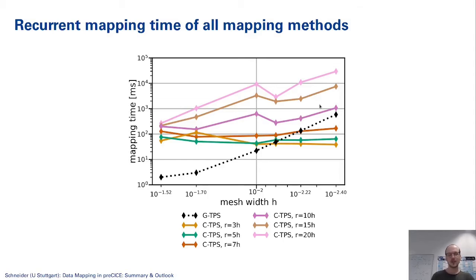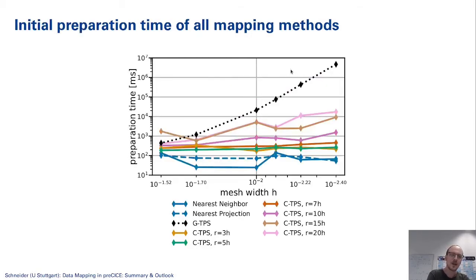What's a bit counterintuitive in this plot is that our global RBF is partially cheaper than our compactly supported RBF methods. But this is caused by the fact that we compare here a PETSc-based implementation, which uses an iterative GMRES solver, with an Eigen-based implementation, which uses a QR decomposition. So here we initially compute a QR factorization, which is very expensive. But keep in mind that it's not only very expensive due to the fact that we use a QR decomposition, but it's also expensive because we use dense matrices here.